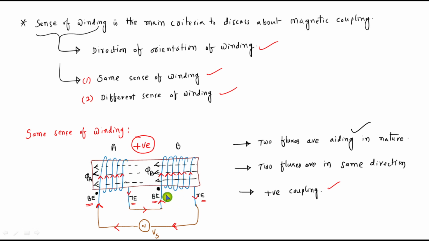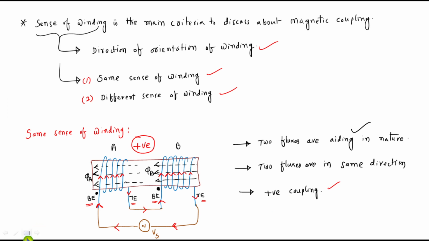Like that you have to check the current direction at coil B. In this coil B also the current is entering at this dot. So from coil B and coil A we have to conclude that the current is entering from both the ends of the two coils. Obviously the current is entering at the dot points of the two coils, which is nothing but positive coupling. This is about dot convention.